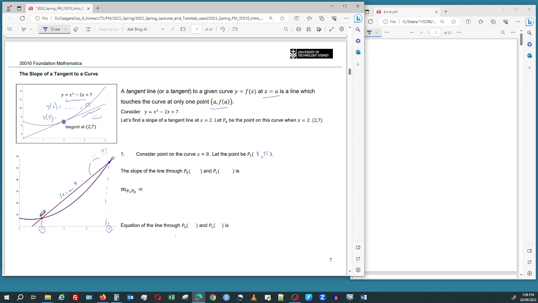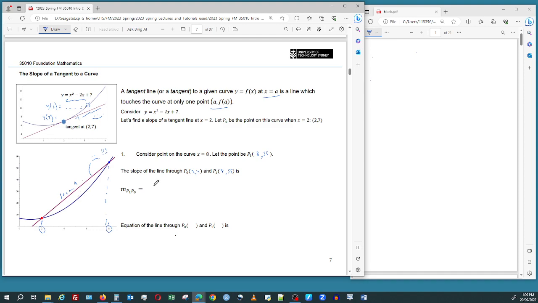It's clear that it's 2. And so the value will be 7. So we've got 2 and 7, and 8 and 55, just by way of an example for these. So let's work out the gradient, as it were, through the secant. What's the gradient of the secant through those 2 points?